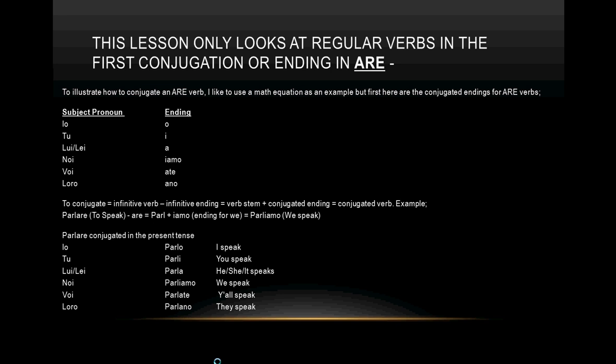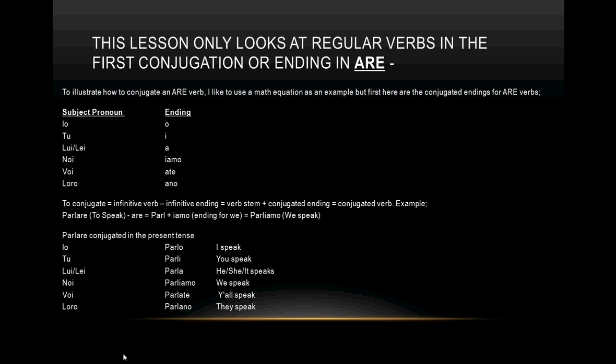To illustrate how to conjugate an ARE verb, I like to use a math equation as an example. But first, here are the conjugated endings for ARE verbs. Remember, these are just endings. So I'm going to read the subject pronoun and then the ending. Io, o. Tu, i. Lui, lei, a. Noi, iamo. Voi, ate. Loro, ano.